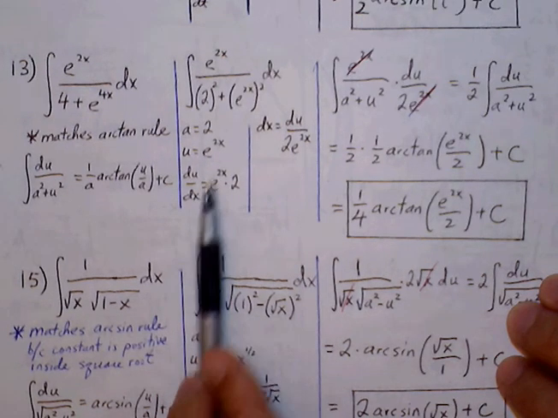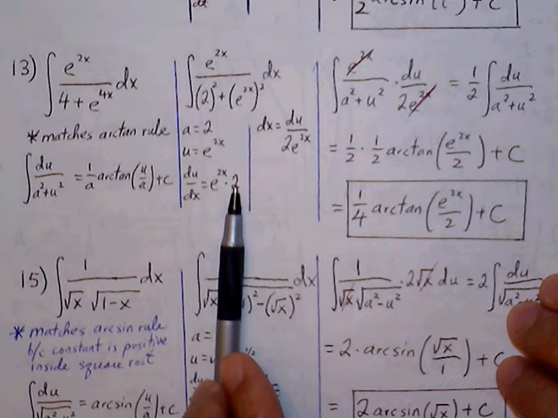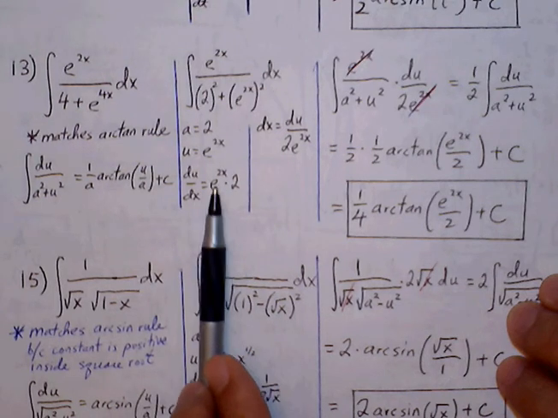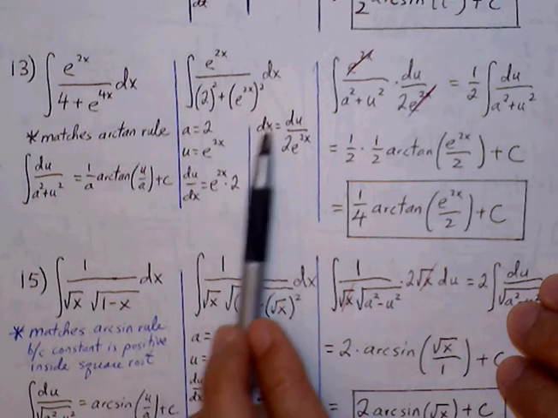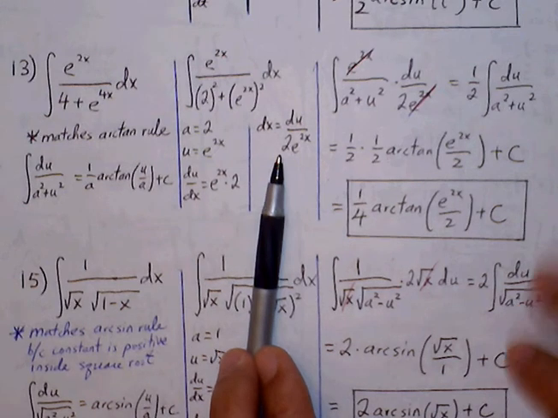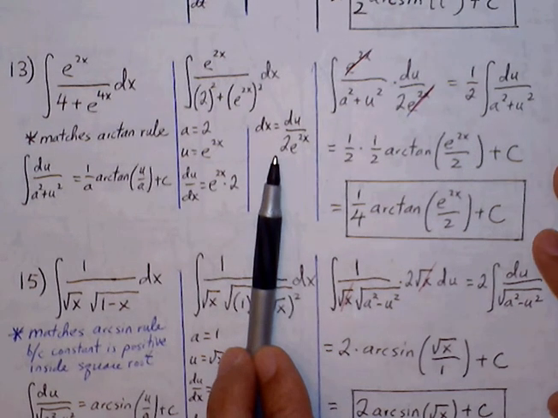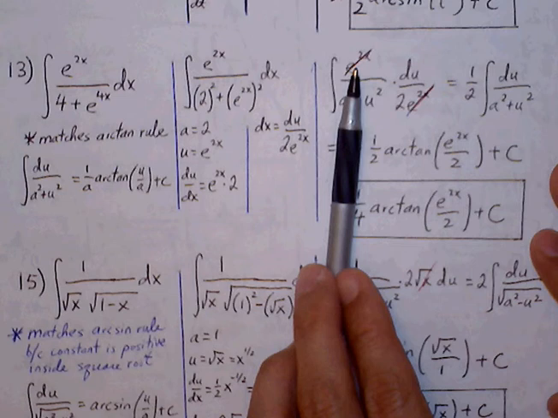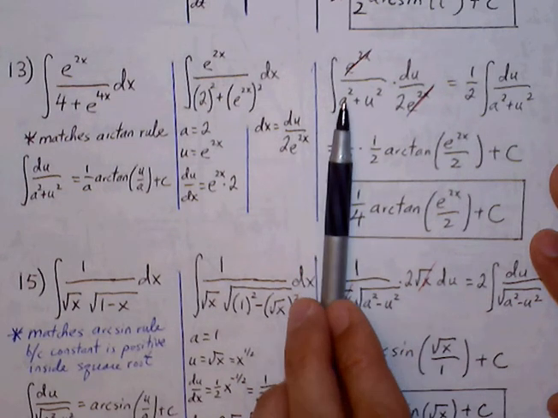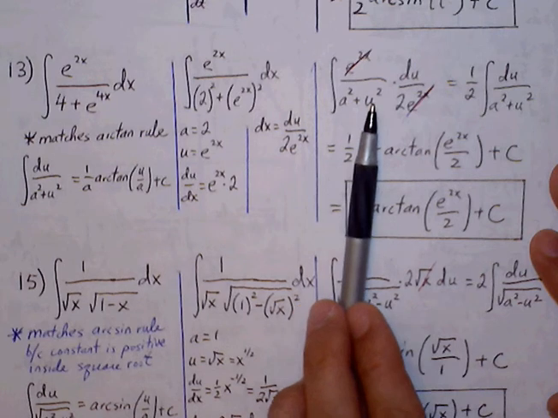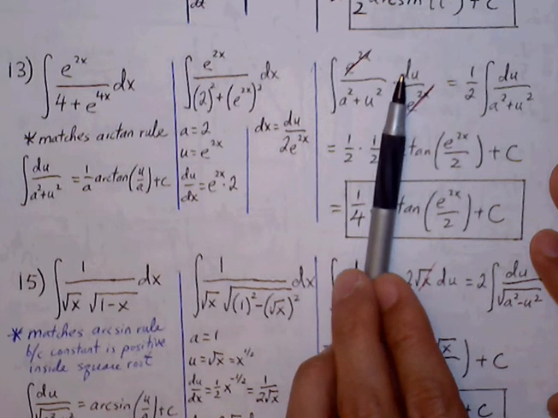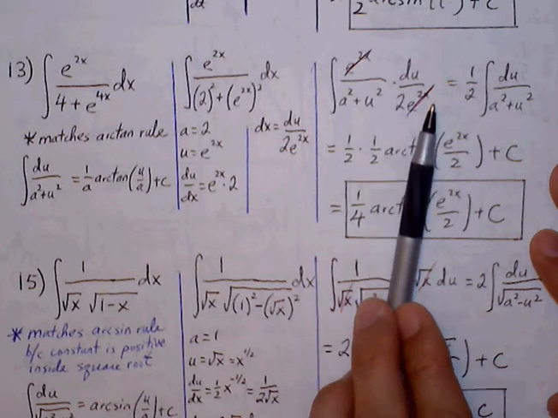E to the u becomes e to the u times u prime. So I can pull the 2 in front, solve for dx, so dx is du over 2e to the 2x. And I can start making my substitutions. E to the 2x stays initially. A squared plus u squared. Dx gets replaced with du over 2e to the 2x.